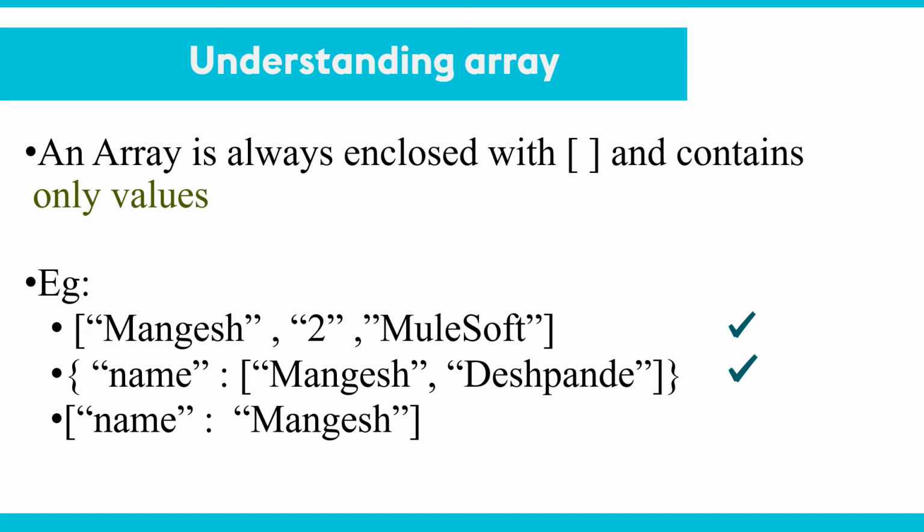Then comes the third one, name colon Mangesh in square brackets. So colon makes it a name value pair. So are name value pairs allowed in an array? No, only values are allowed. So the third one is not an array.